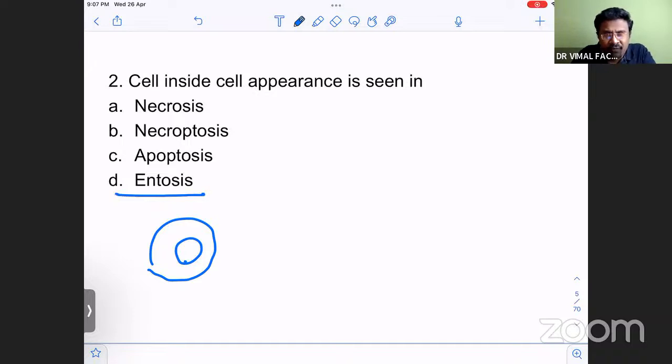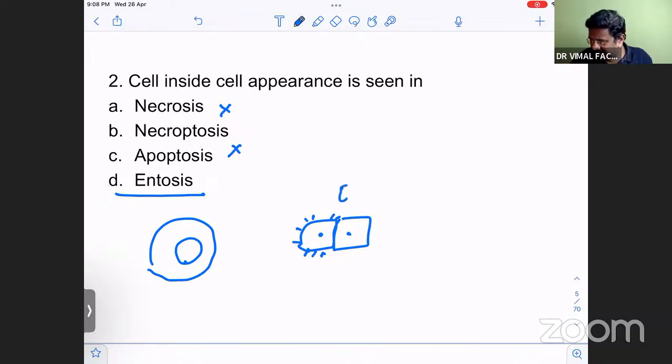So from the options, you can easily rule out necrosis and apoptosis, because necrosis and apoptosis are irreversible cell injury, and necroptosis combines the features of necrosis and apoptosis. So what is this entosis? Normally, one cell is connected to the other cell by E-cadherins. E-cadherin is a glue-like structure which holds the two cells together.